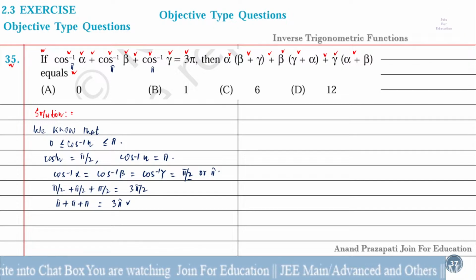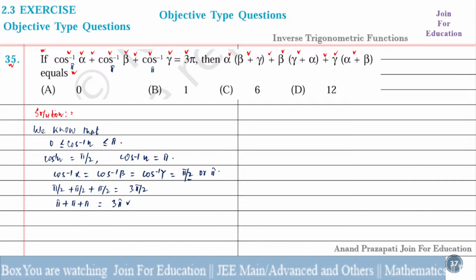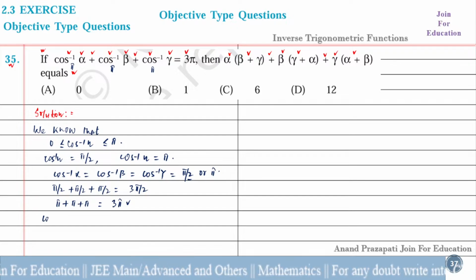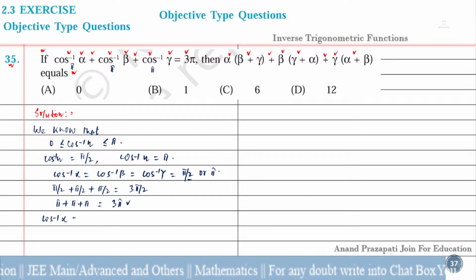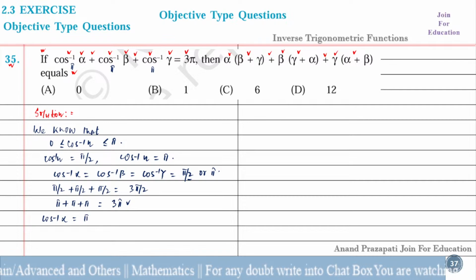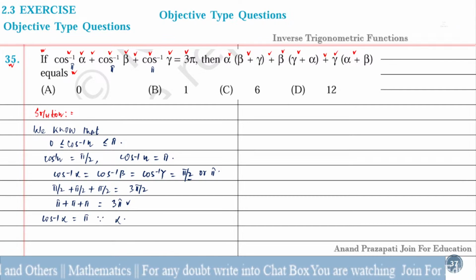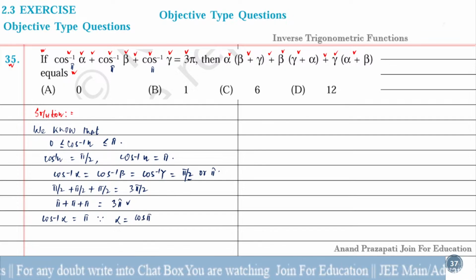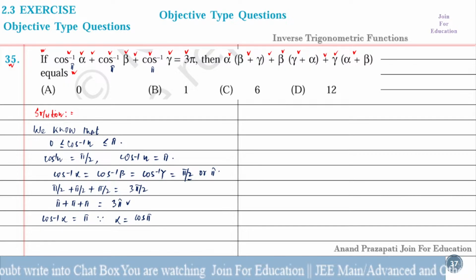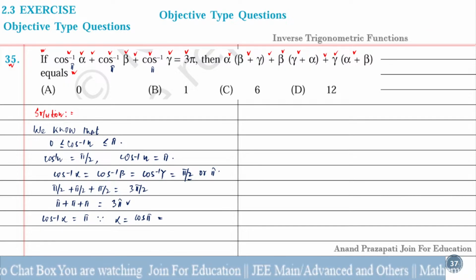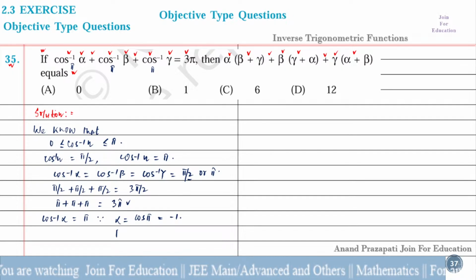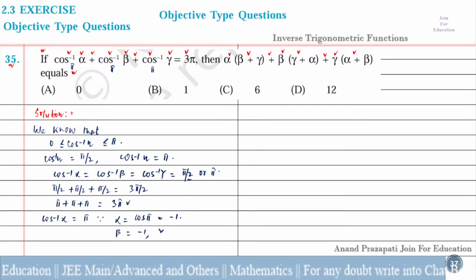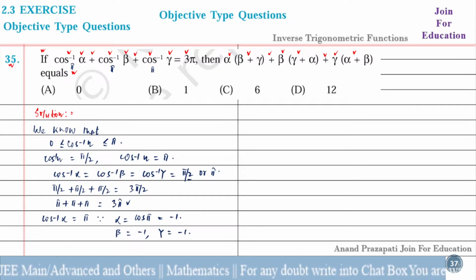There is no problem to understand up to this step. So we write down here cos inverse alpha equal to pi. Therefore alpha equal to cos pi, and the value of cos pi equal to -1. So we write down here -1. Similarly beta equal to -1 and gamma equal to also -1.